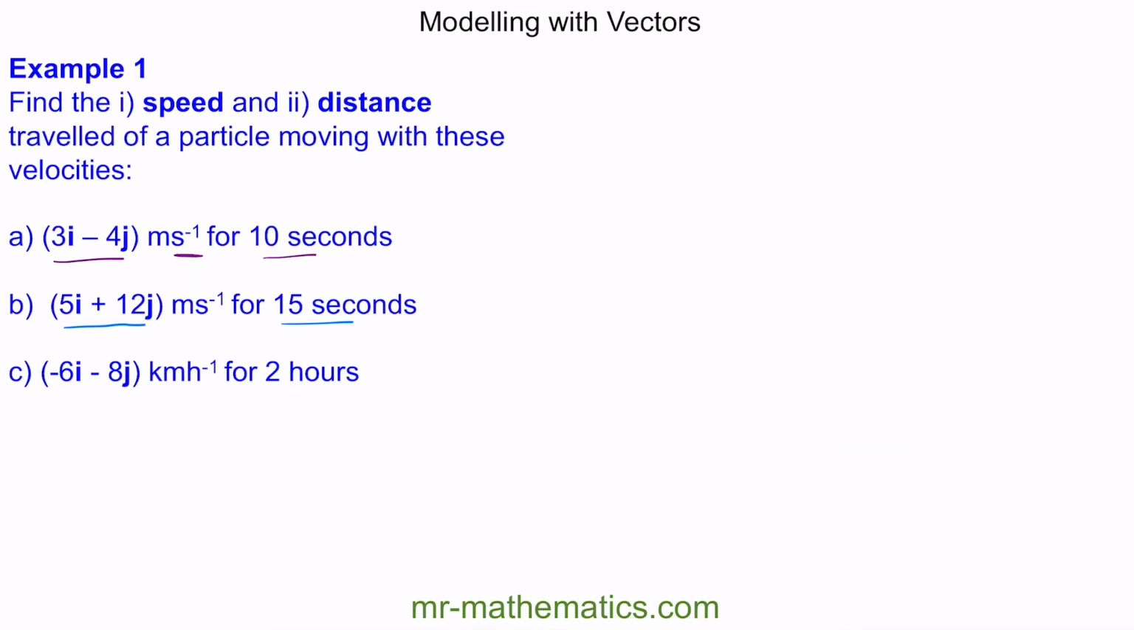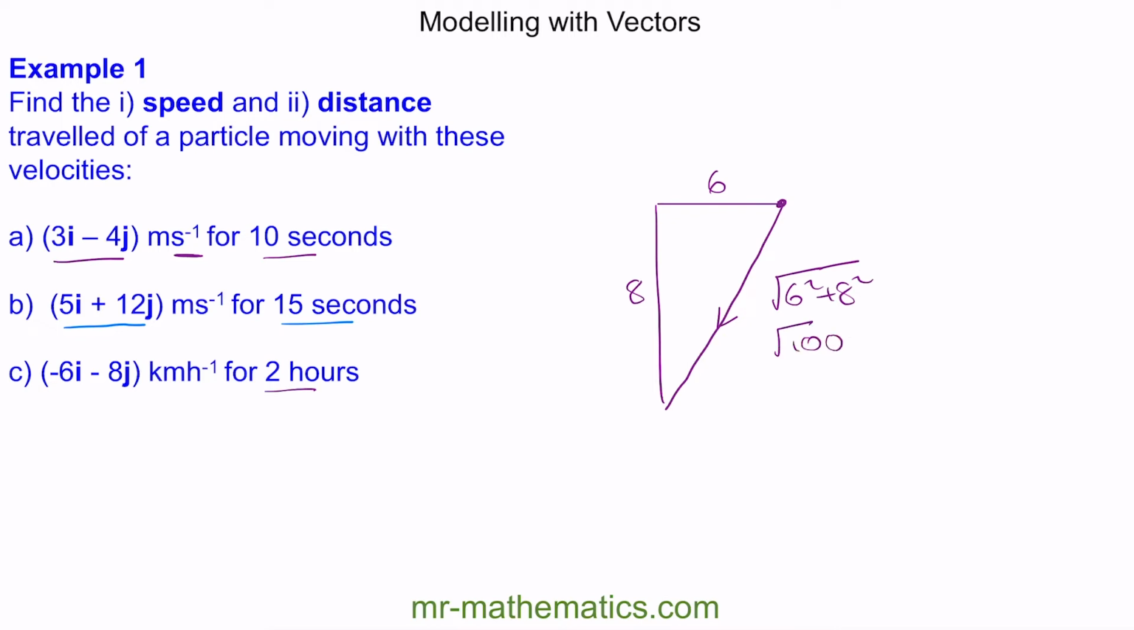Okay, so for question C, we're starting at a point, we're traveling 6 in the i direction to the left, and then 8 down in the j direction. So this is our direction here. The magnitude, the speed, we can use Pythagoras' theorem to work out the magnitude of this line. So that will be the square root of 6 squared plus 8 squared, the square root of 100. So this will be 10 kilometers per hour. And because we're traveling for 2 hours, it's 2 lots of 10 kilometers, so 20 kilometers in 2 hours.